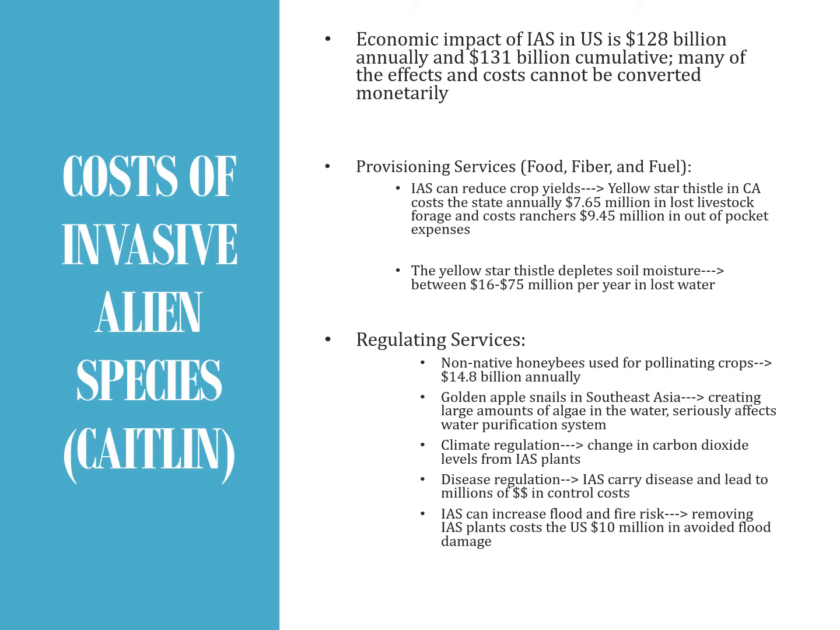A couple examples of this. The yellow-starred thistle in California is an invasive species and it reduces crop yields. So basically, it costs the state annually around $7.65 million in lost livestock forage, and it also can cost the ranchers $9.45 million in out-of-pocket expenses. So that right there is just a lot of money, and that's for one species, and the same species also depletes soil moisture, and so that can also cost between $16 to $75 million per year in lost water.